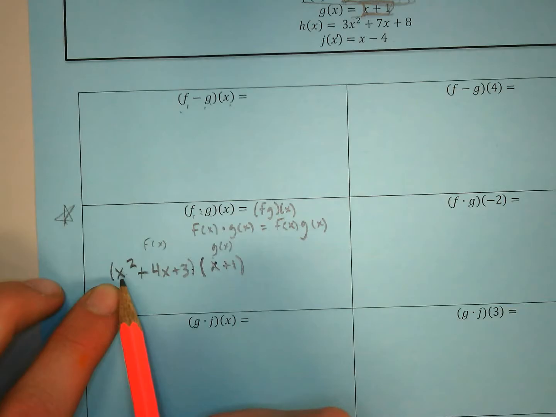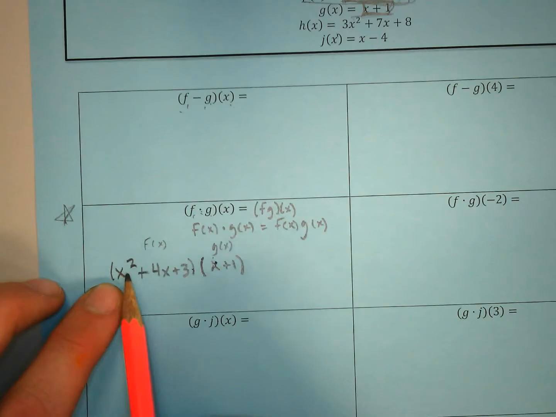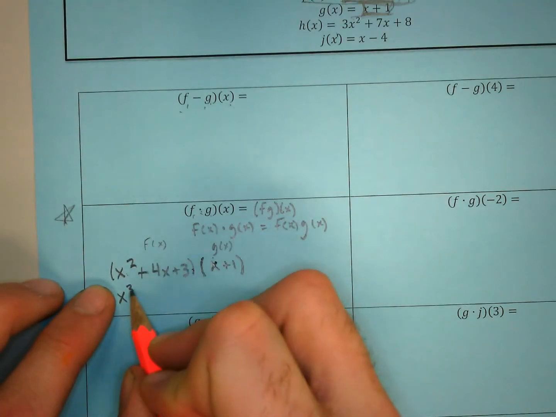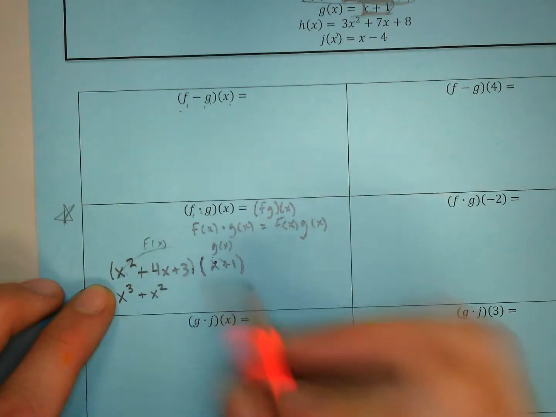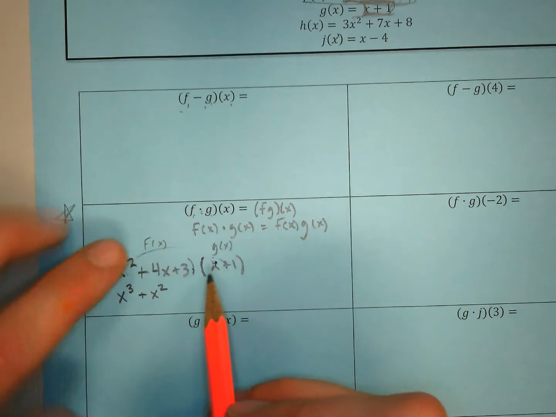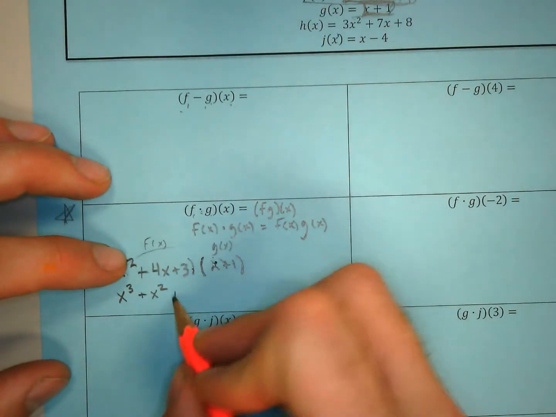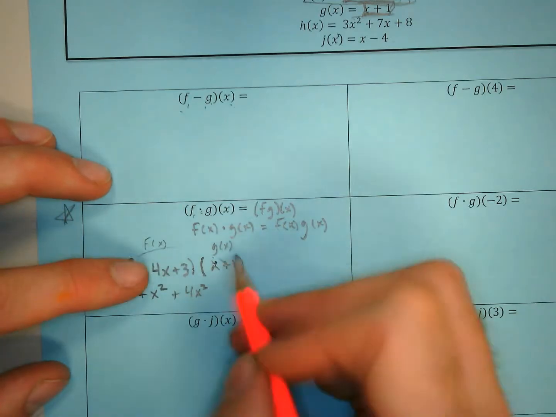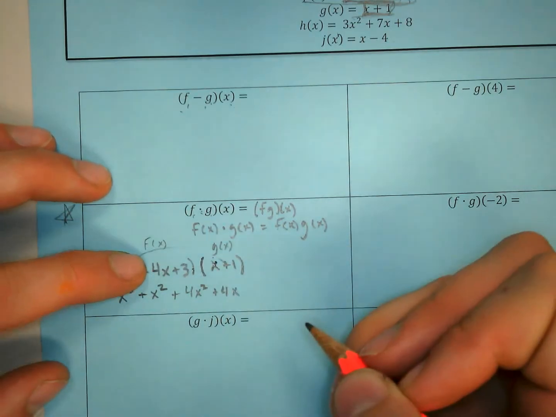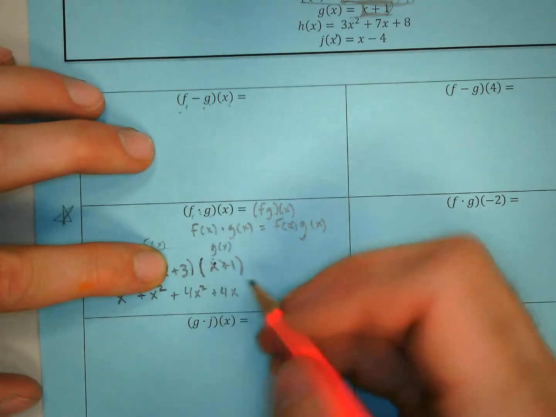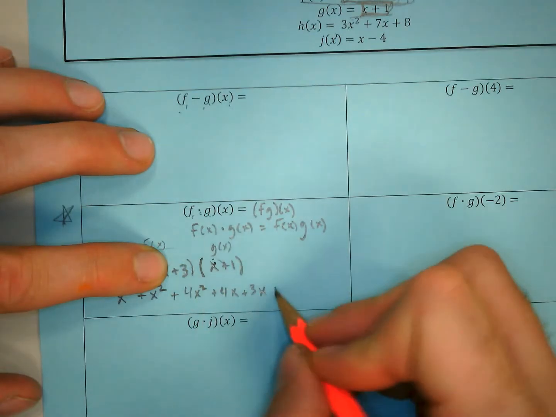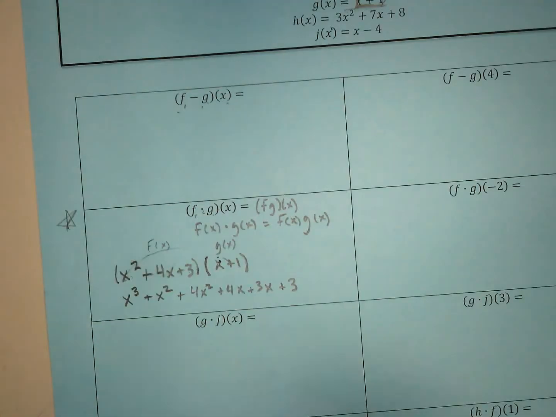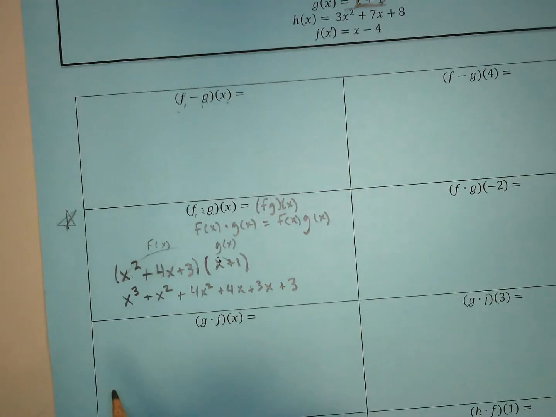Let's do it. This takes some bookkeeping and some precision to keep track of all these terms. X squared times x, x to the third. X squared times 1, positive x squared. X squared met everybody. 4x times x, 4x squared. 4x times 1, just a 4x. 4x met everybody. Let's do the 3. 3 times x, plus 3x. 3 times 1, plus 3. Holy cow, that's a huge string of terms.